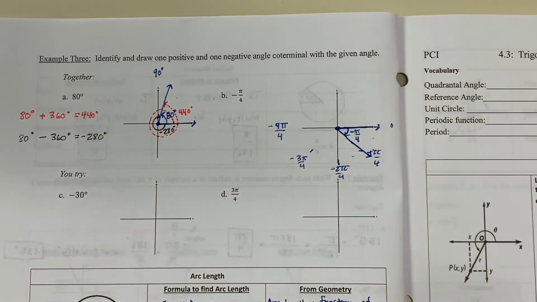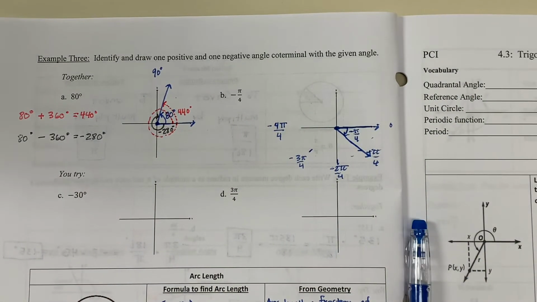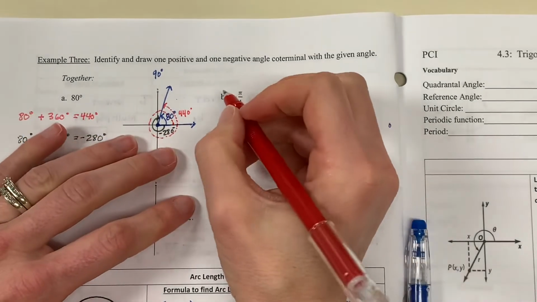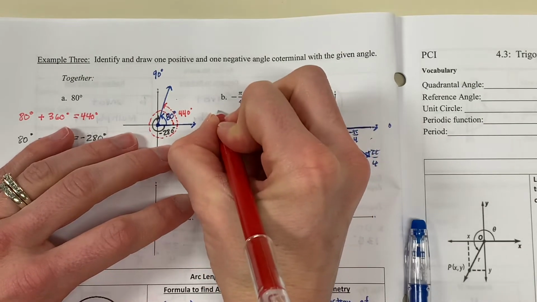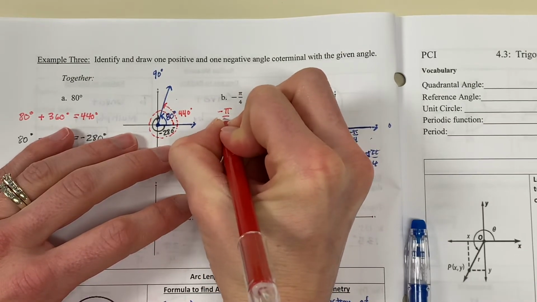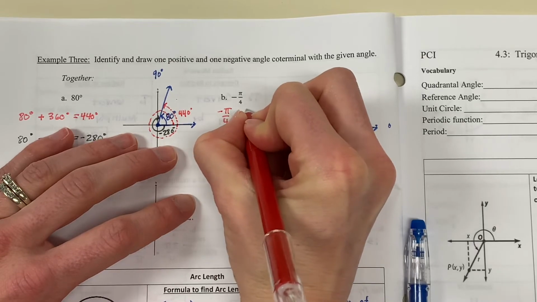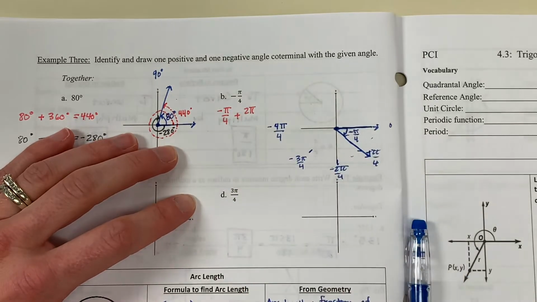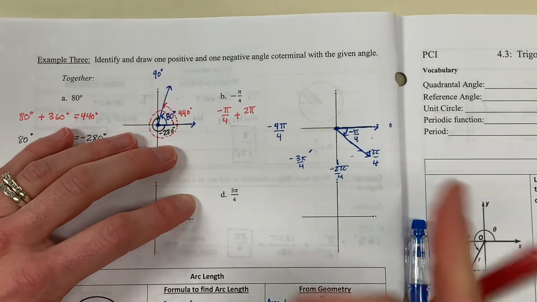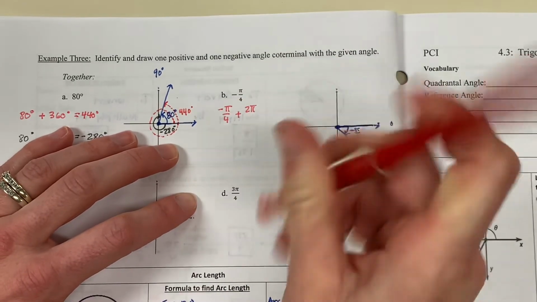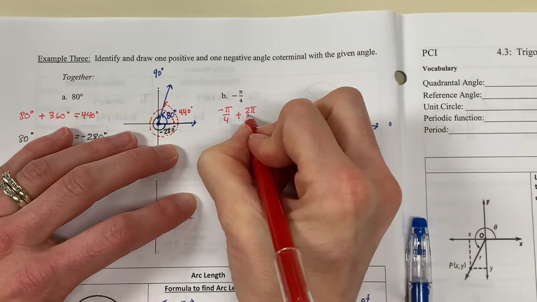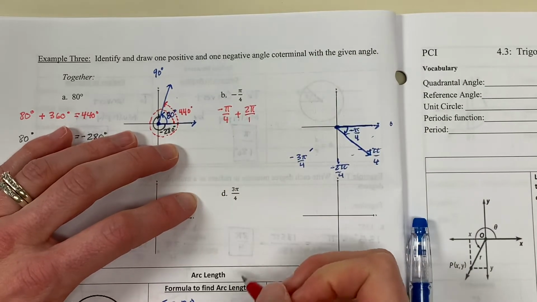Okay, to find a positive coterminal angle, I need to add 2 pi, which is equivalent to 360 degrees, but in radians. So we have negative pi over 4 plus 2 pi. Now, when we add fractions, we have to have a common denominator. I'm going to go ahead and erase this negative 4 pi over 4 to give me some space. Okay, so if I put this over 1, my common denominator is going to be 4.